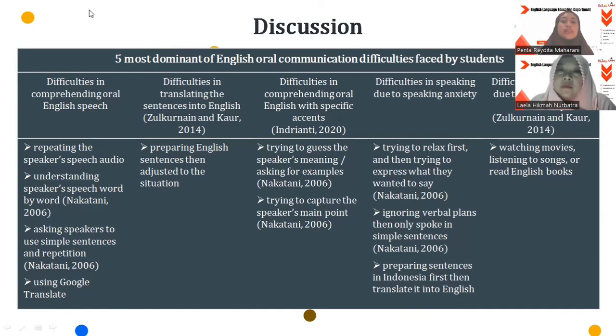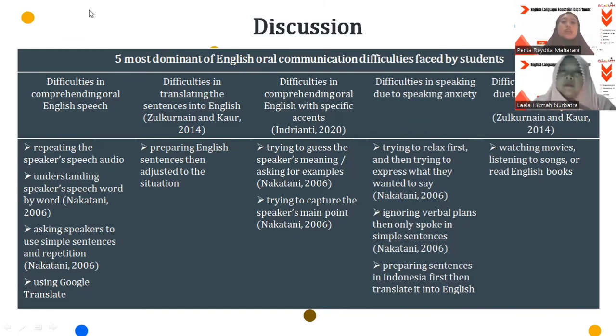And for the third dominant English oral communication difficulty, we have similarity with the third finding of the study from Indrianti 2020, which related to student difficulties in comprehending oral English with specific accent. And to cope with these difficulties, we found that students tried to guess the speaker's meaning or asking for examples, and also trying to capture the speaker's main point, which is in line with Nakatani 2006.